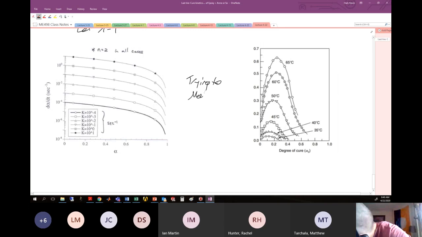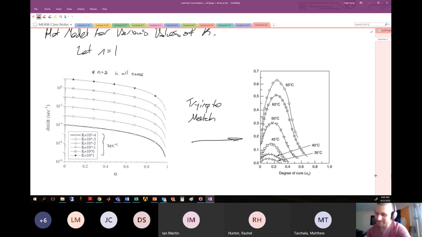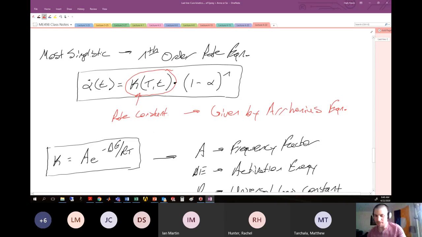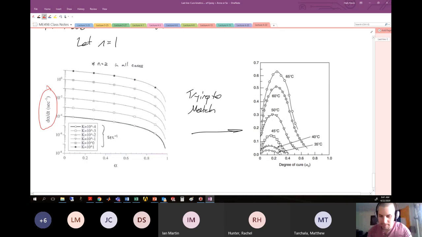Okay. So, I don't know, it's a little suspicious. Here we see these various values of K, which I discussed before. That is here in this particular equation. So we're just taking K as some constant value and looking at how the shape of this particular function changes. So we're plotting the change in the rate as a function of the value alpha. So again, here's d alpha dt, and here is the degree of cure alpha.